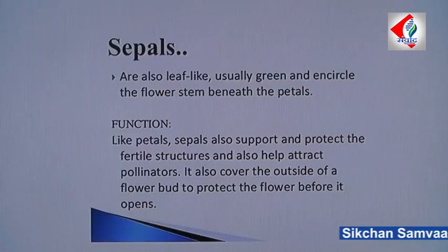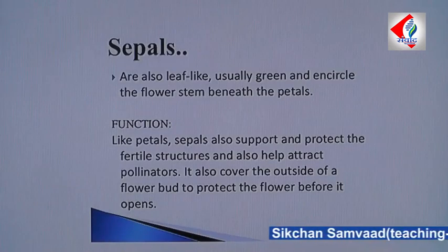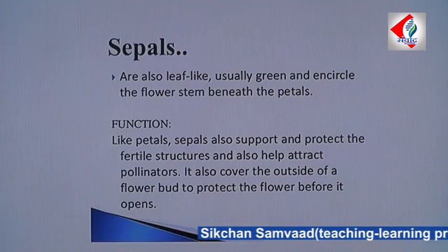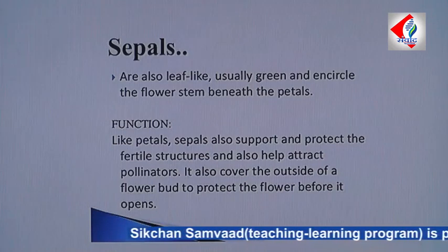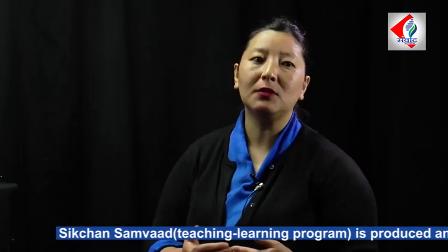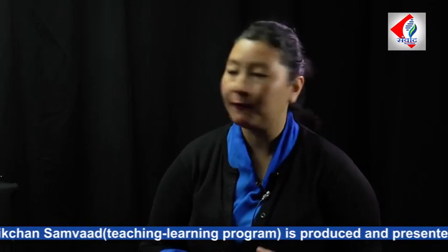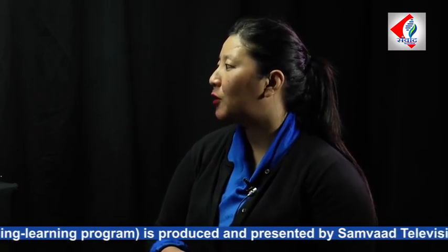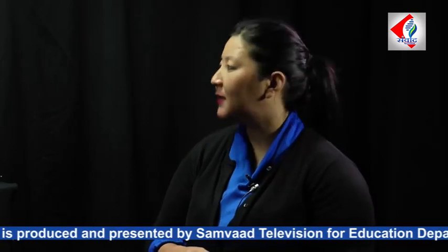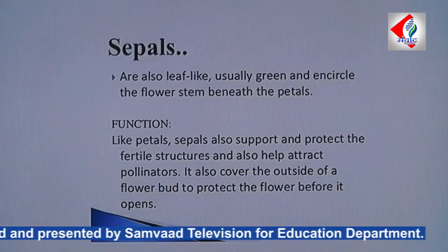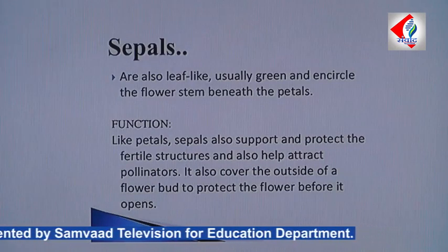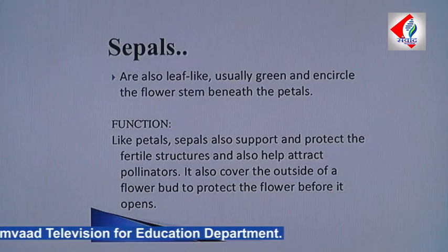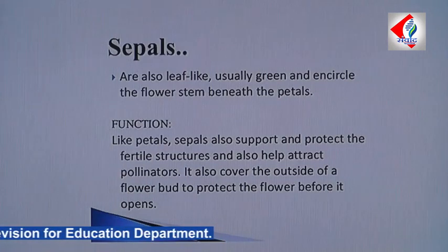So what are sepals? Sepals are leaf-like. They are usually green and they encircle the flower stem beneath the petals. And sepals perform a very important function. They support and protect the plant, especially when it is in the budding stage. It also protects the internal structures of the plant.